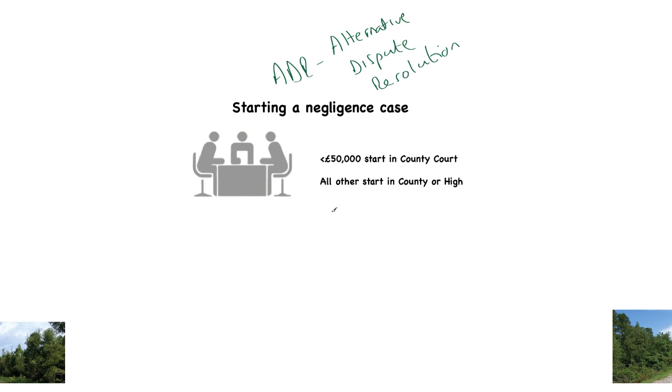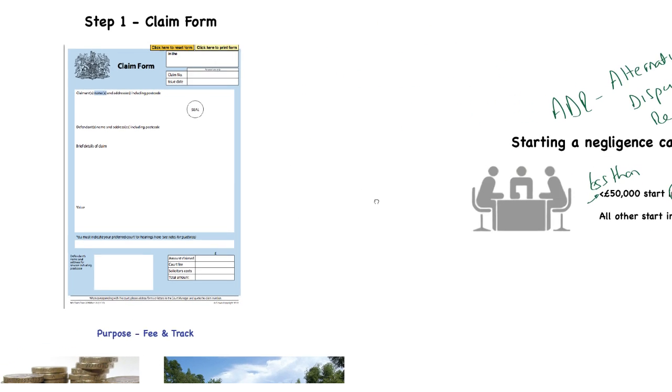And in terms of which court we start the process at, if the expected awards are less than £50,000, so that in case you didn't know, that's the less than sign. So if the awards are likely to be less than £50,000, then the court will start in the county court. For all other cases, they will start in either the county or the High Court, depending on a number of factors. And what I'm going to concentrate on through the process of this video is the process to county court. And I'm going to do that predominantly because the majority of cases, it's fair to say, start in the county court.